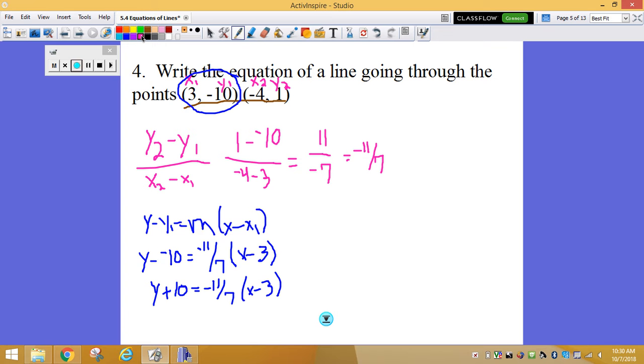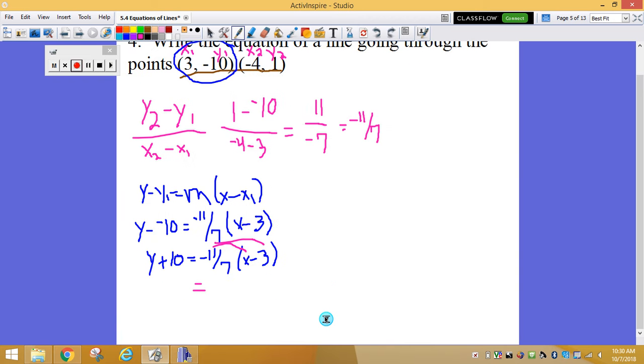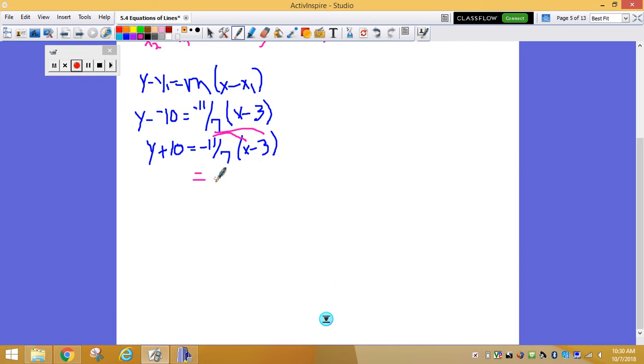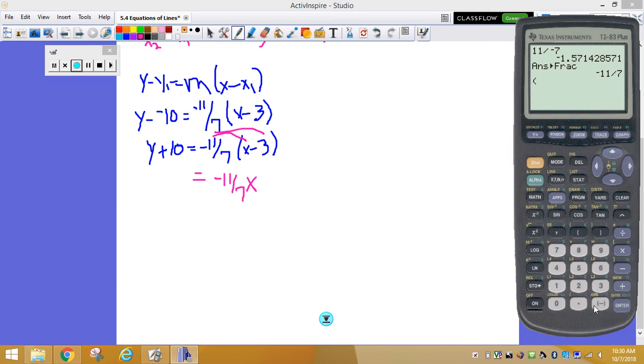That's point slope intercept. We're just going to distribute and solve it. So I'm going to multiply. I get negative 11 over 7x. This I don't know, so I'm going to type it in my calculator. I always type fractions in parentheses, so negative 11 over 7 times negative 3, right? I'm doing this distribution right here.